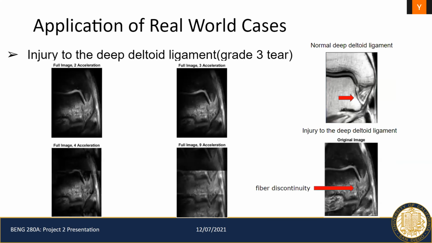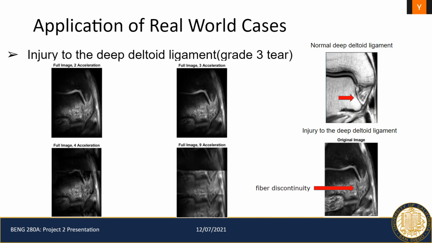So let's take a look at another example. This MRI image shows the injury to the deep deltoid ligament of the ankle, with fiber discontinuity making it a grade 3 tear. Likewise, we can get a nice reconstructed image with 2 and 3 acceleration, and the aliasing shows in the reconstructed image with 4 acceleration. We can also reach the same conclusion that this image with aliasing won't cause diagnosis issues.